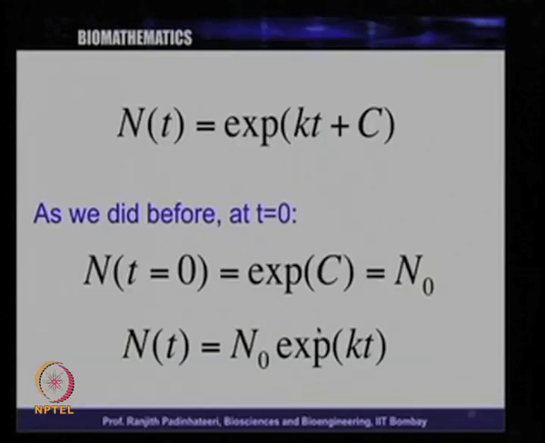So, what does this mean now? What does this n of t is equal to n 0 e power k t mean? How does this graph look like? If we plot this, how does it look like? So, let us plot this.